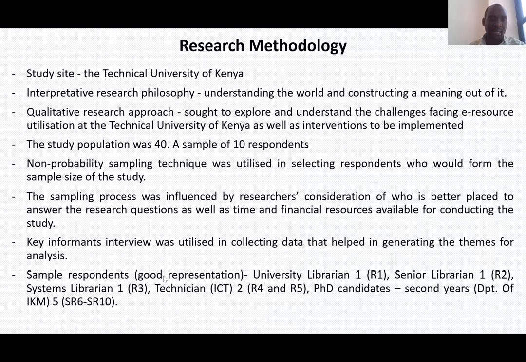And we have the sample respondents, which was a good representation, which involved respondent one, who was the university librarian, the senior librarian, respondent two, the systems librarian, respondent three, a technician, and respondents four and five, and then PhD candidates in their second year in the Department of Information and Knowledge Management, student respondent six, all the way to student respondent 10.